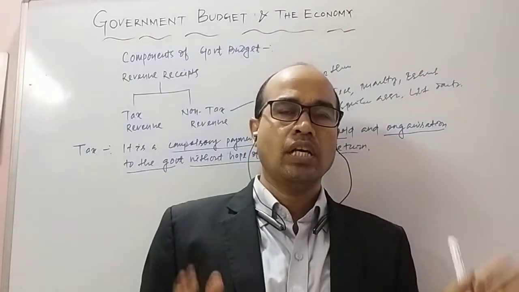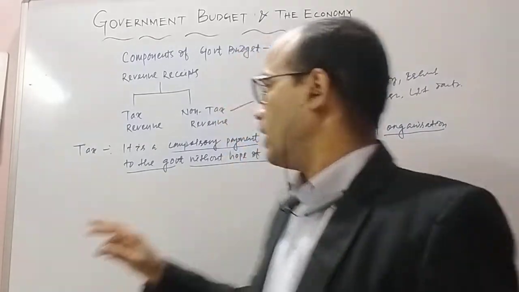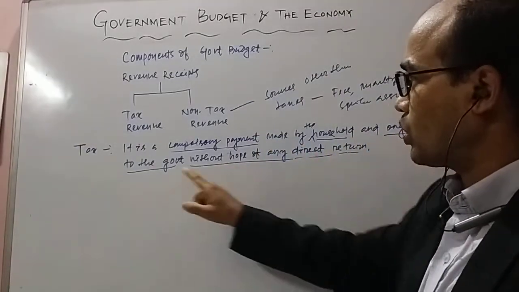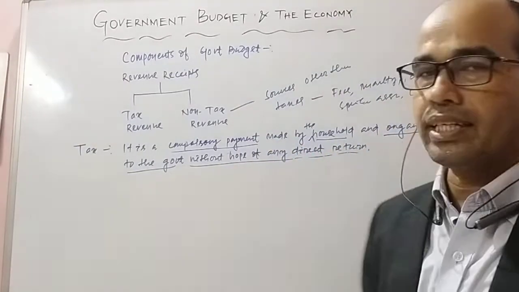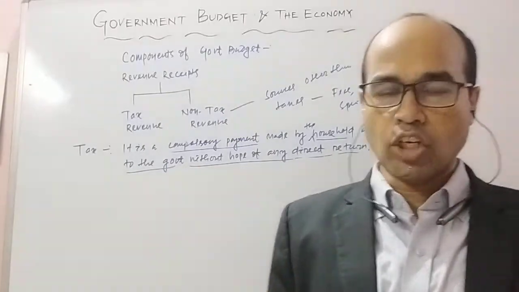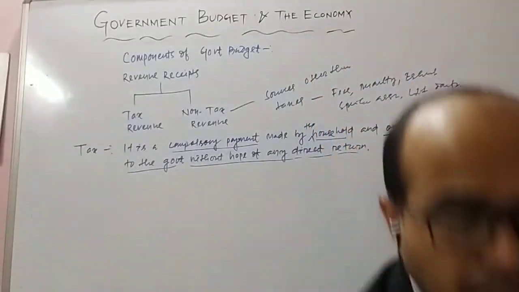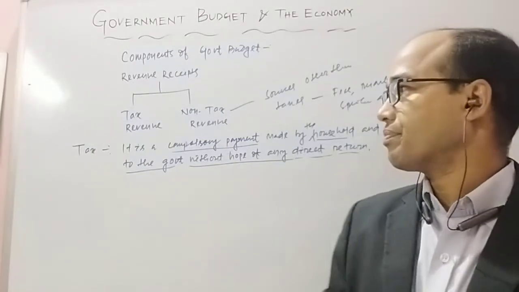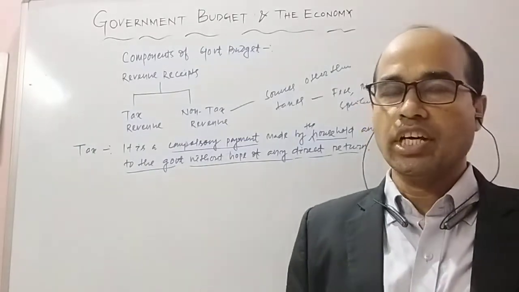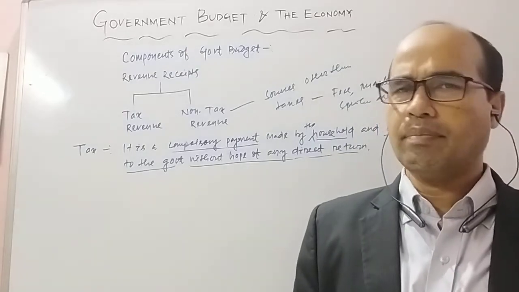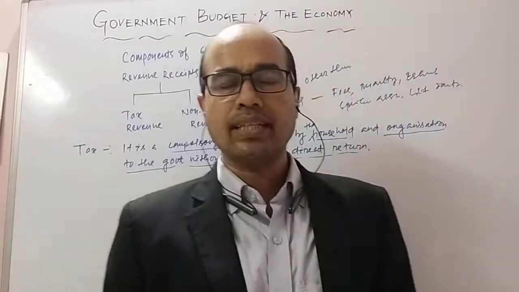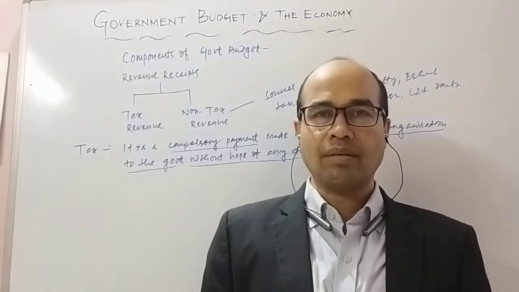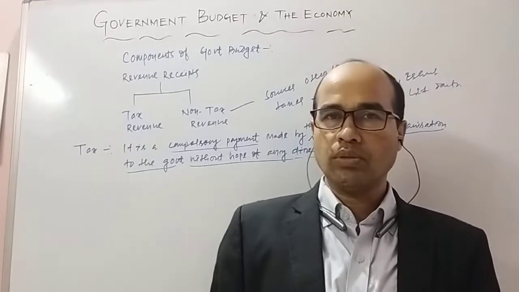Once again, dear students, what is the meaning of a tax? It is a compulsory payment made by the household and organization to the government without hope of any direct return. That means we are not getting direct return from the government, but we are getting indirect return. After that, we discuss different types of taxes. You might know something in class 9th or 10th, but here I want to teach what is in the syllabus of class 12, CBSE. So one by one we discuss.